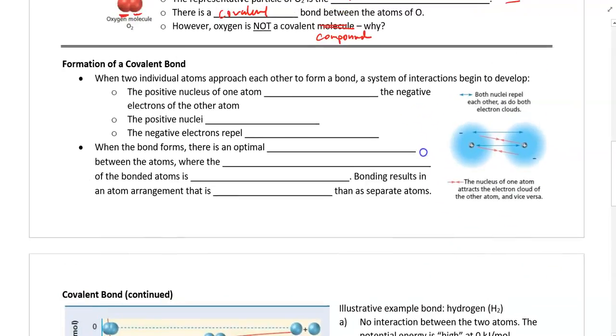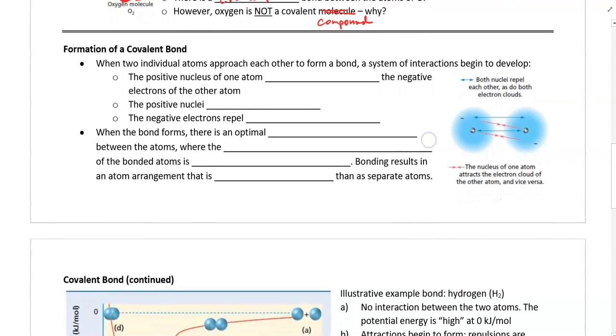Now, the next section is going to break down how covalent bonds are formed. There's a bit of a process to this. When two individual atoms approach each other to form a bond, a system of interactions begins to develop. So let's try this out. The positive nucleus of one atom attracts the negative electrons of the other atom.